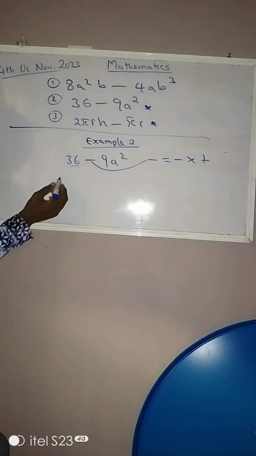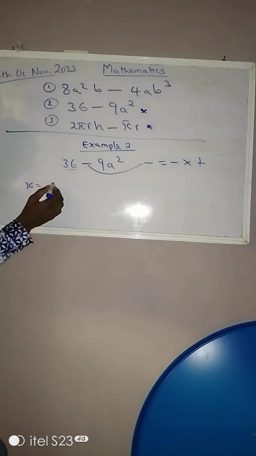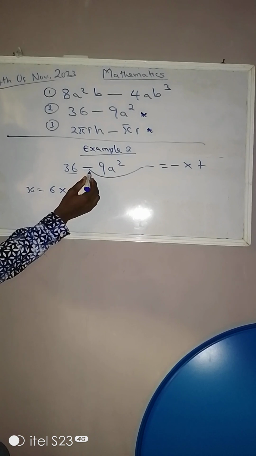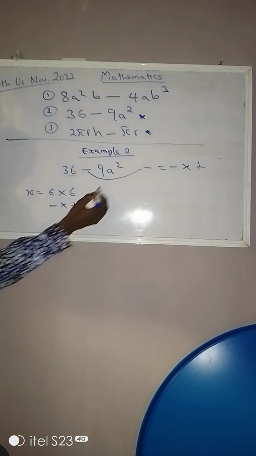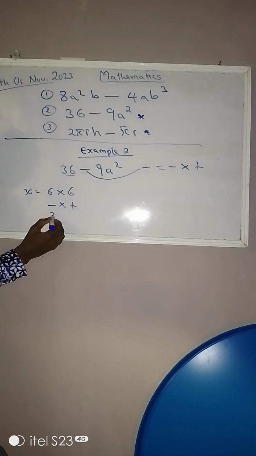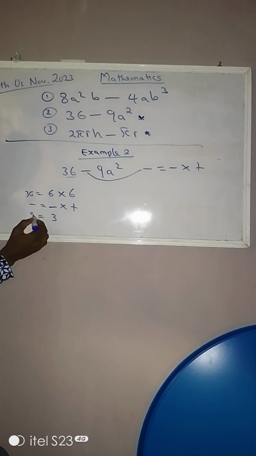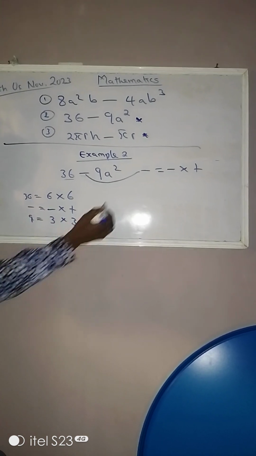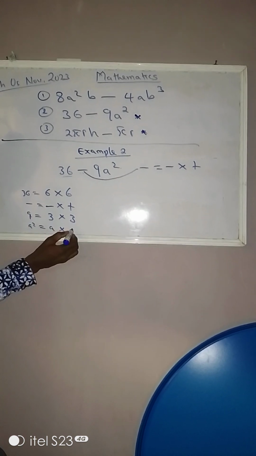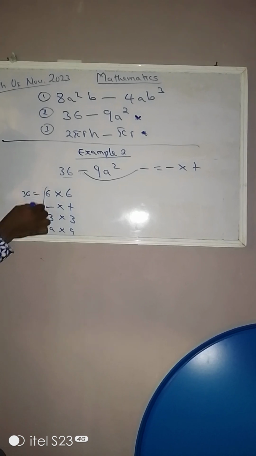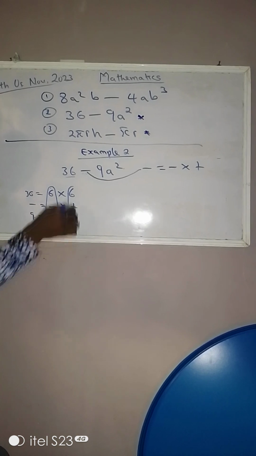So now let's work it out. 36 becomes 6 times 6, and the minus becomes minus times plus. The 9 becomes 3 times 3, and the a squared becomes a times a. So we have to write it out like this. This will be our first bracket, and this will be the second bracket.